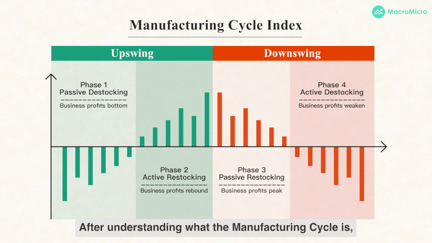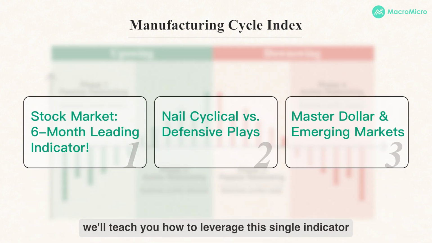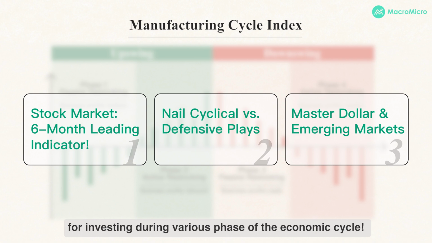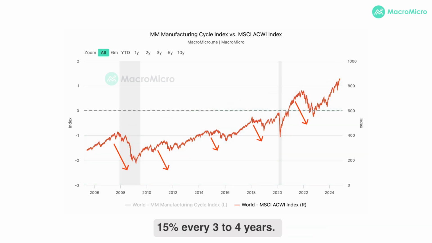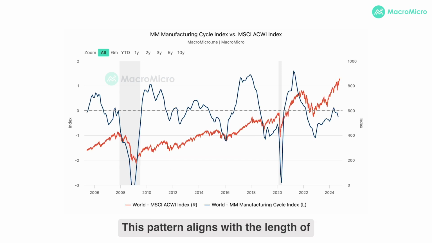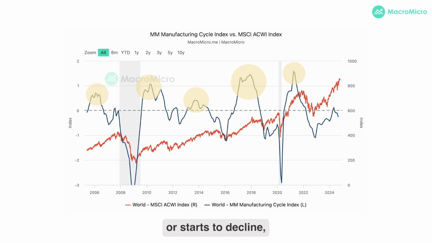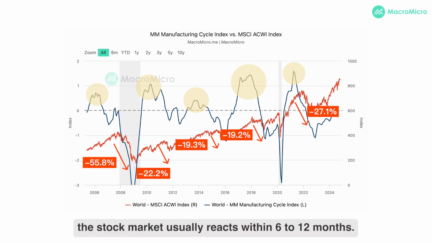After understanding what the manufacturing cycle is, we'll teach you how to leverage this single indicator for investing during various phases of the economic cycle. The stock market typically trends upward over the long term but experiences corrections of over 15% every 3 to 4 years. Does that sound familiar? This pattern aligns with the length of a complete manufacturing cycle. When the manufacturing cycle peaks or starts to decline, the stock market usually reacts within 6 to 12 months.